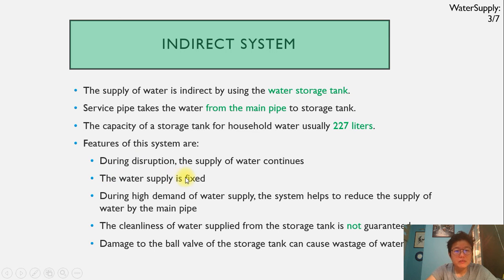The water supply is fixed. During high demand, the system can have to reduce supply of water from the main because you can tap from your storage. And the clearness of water can be ambiguous, it's not guaranteed. That's why from time to time, maybe every 2 or 3 years, you should get someone to go up there and help you wash up the tank.